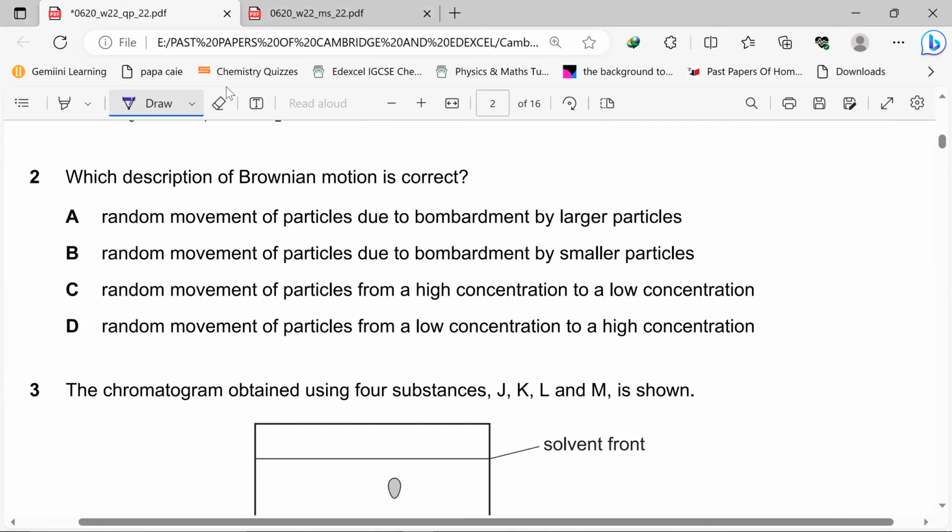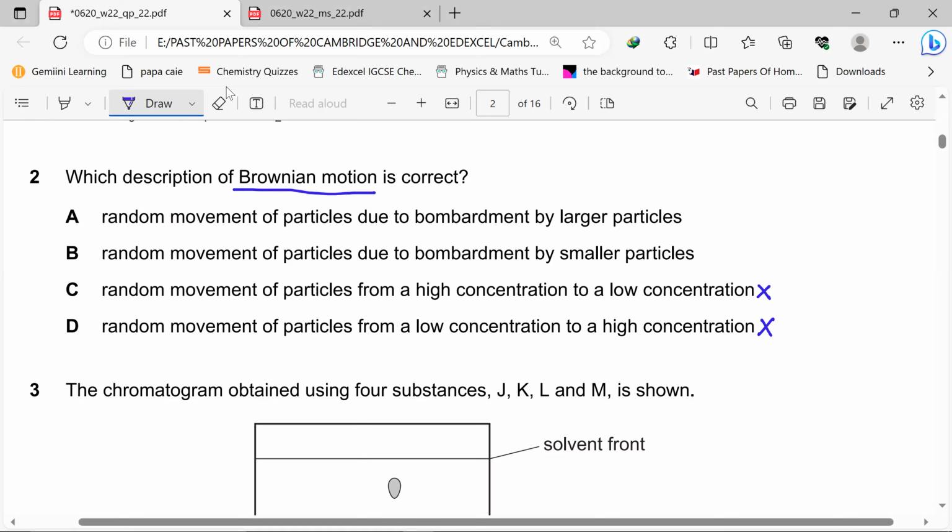Which description of Brownian motion is correct? Brownian motion was in the syllabus before, but it's not there in the recent syllabus. So, random movement of particles due to bombardment of larger particles, random movement of particles due to bombardment of smaller particles, random movement of particles from a higher concentration to low concentration. This is not true, as this is basically diffusion. And random movement of particles from a low concentration to high concentration is not true as well.